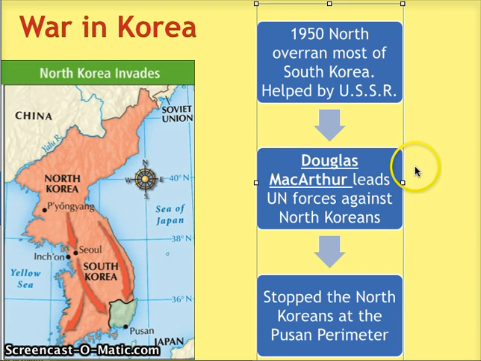Now, if you don't remember who Douglas MacArthur is, he fought in World War II, and he was the one who came up with the idea of island hopping in the Pacific. So Douglas MacArthur, he is leading another charge in South Korea. Now the UN, they are able to fight against North Korea, and they push North Korea's border back again.